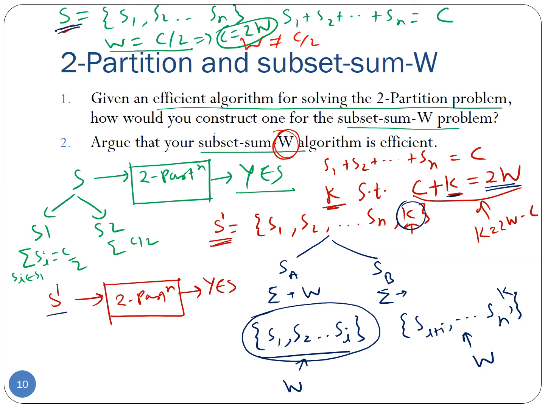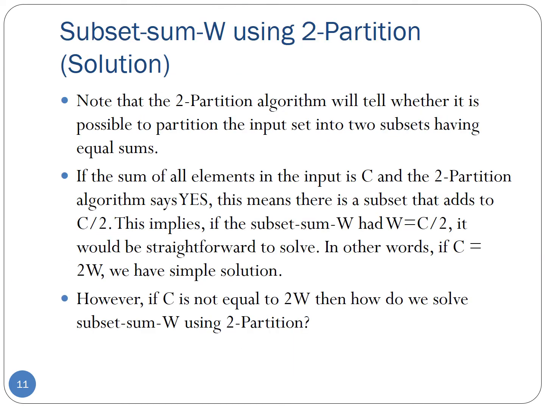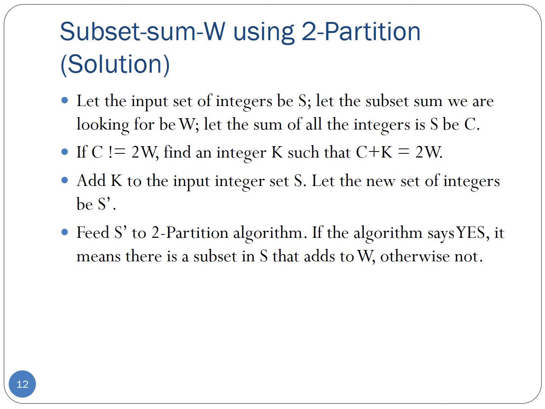So if this two partition algorithm answers yes for this S prime, it means the original set had a subset that added to W. However, if it says no, then it simply means that there is no subset in the original set that adds up to value W. Okay, so this is how we can reduce the subset sum. We can solve the subset sum W problem using the two partition algorithm. The solution is also summarized over here, and also part of the solution is over here.